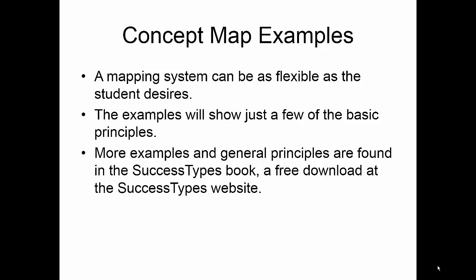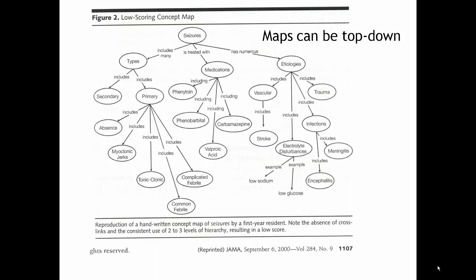The next slide shows an example of a top-down map. This concept map was produced by a first-year resident physician on the topic of seizures. As you can see, it was published in the JAMA September 2000 issue in an article describing how critical thinking in resident physicians could be measured. It illustrates several basic features of concept maps, but lacks one very important feature. There are no crosslinks. The first level can be easily located from the main headings in a text or lecture outline. In this map, the first level would be types, medications, and etiologies.